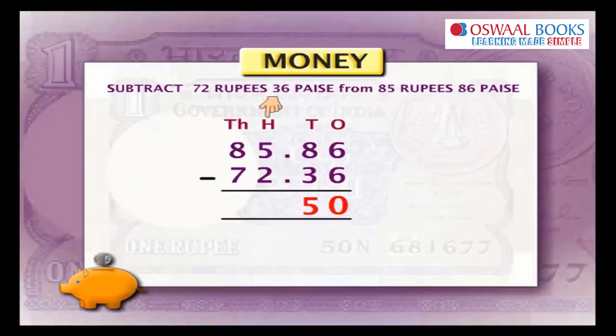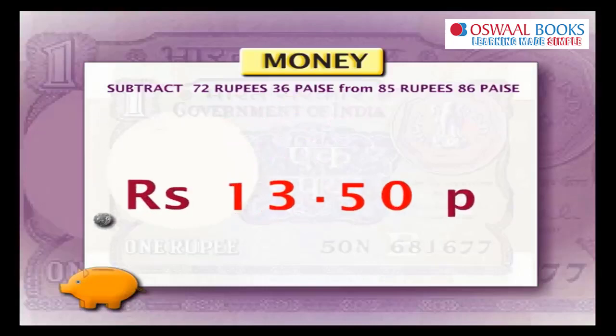Subtract hundreds column. 5 minus 2 is equal to 3. Write 3 below the hundreds column. Subtract thousands column. 8 minus 7 is equal to 1. Write 1 below the thousands column. Now place the dot in the answer below the dot column. We get 13.50, that is 13 rupees and 50 paise only.